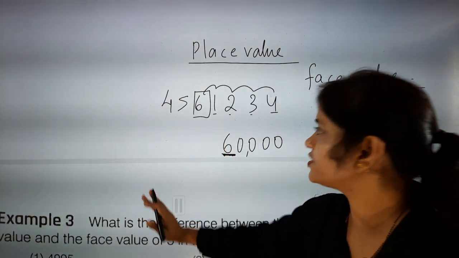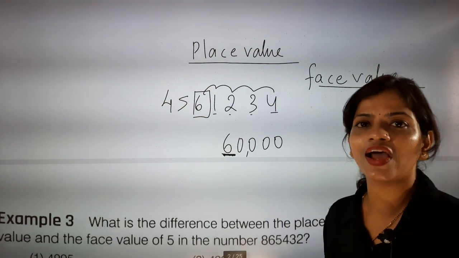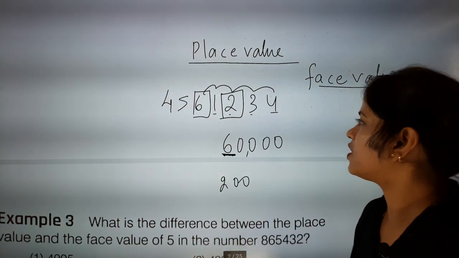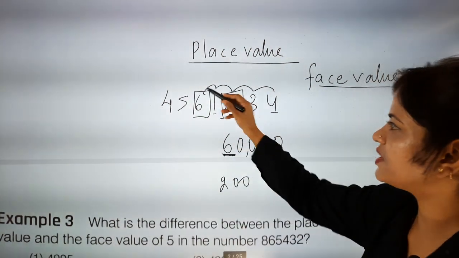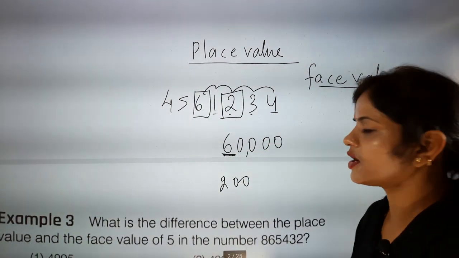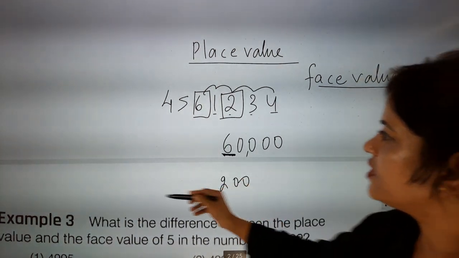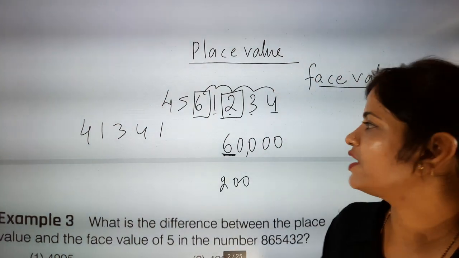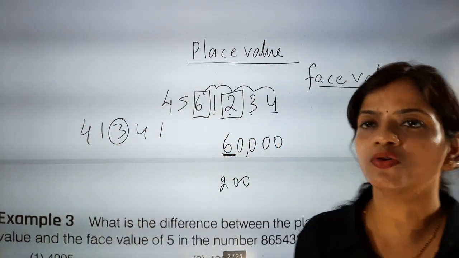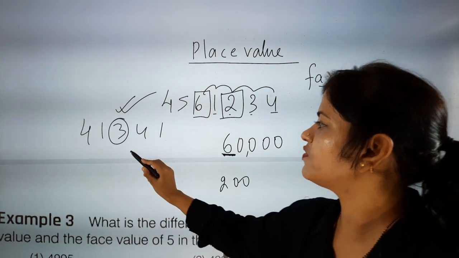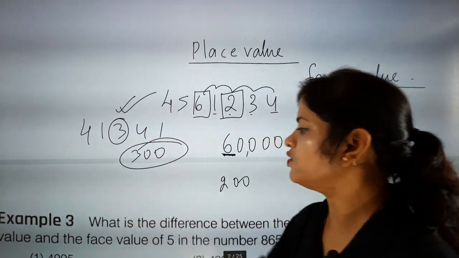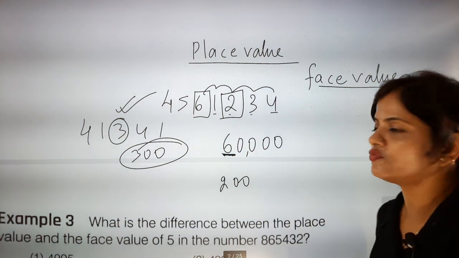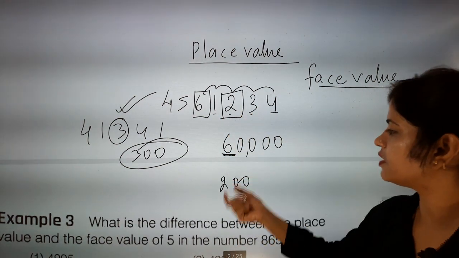Now if they ask the same question, what is the place value of 2, the place value of 2 will become 200, since it is in the hundred place. If somebody asks what is the place value of 3, you can say 3 is in the hundred place, so it will become 300. The place value of 6 becomes 6 with 4 zeros, and the place value of 2 becomes 200.